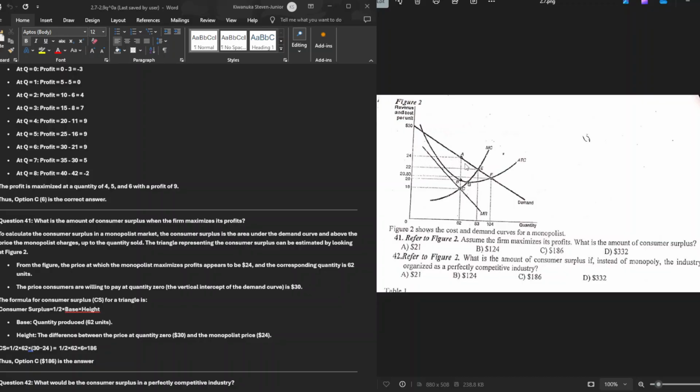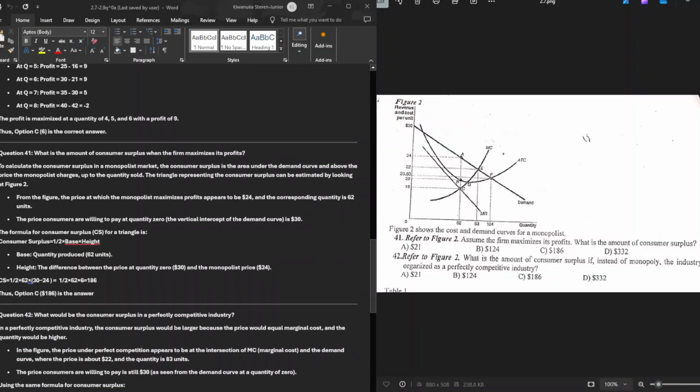So the consumer surplus will be a half times base. What is our base? From here 0 to 62. Then times our height. Our height is from here to here. That means we get 30 minus 24. That's why we have a half times base times height, giving us a half times our base is 62. I think you all see that. Then times our height, which is got by 30 minus 24. And we get 186 exactly, which is C.